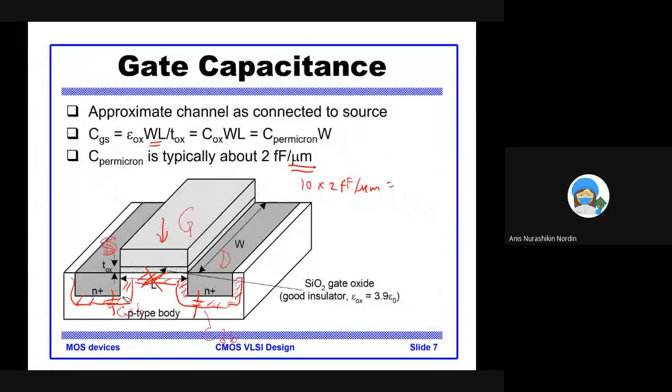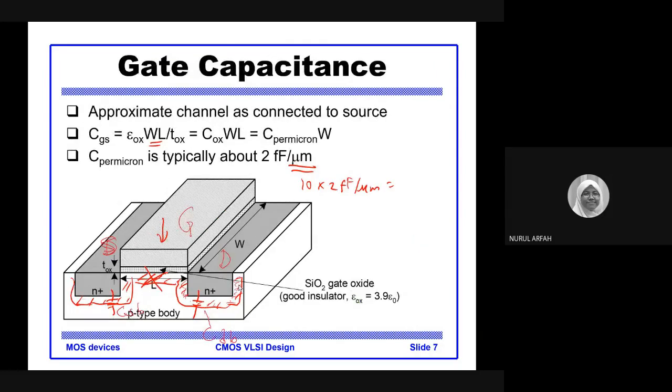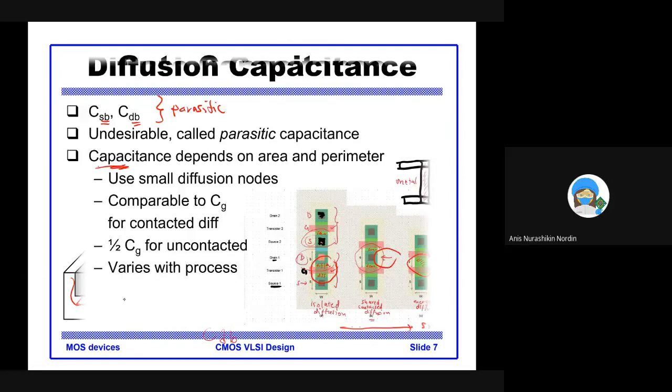All right, so let's look here. Where is the bulk? Anybody wants to tell me where is the bulk here? Is it in the N plus region, the P-type body, or the gate? Which one? P-type body. Yes, great. Who answered that just now? Azimudin. Wah, bagus, bagus. Alright, that's good. So this is the VSB.